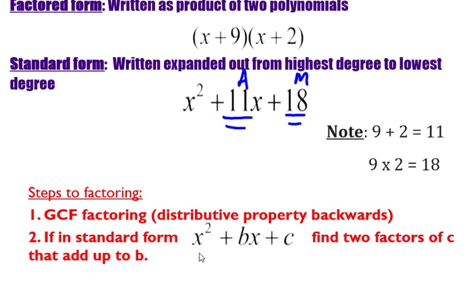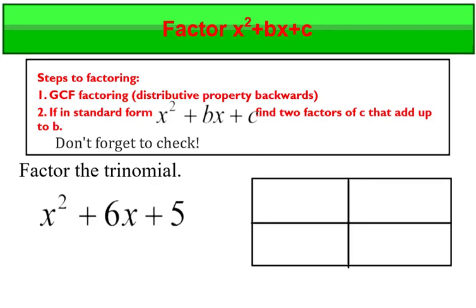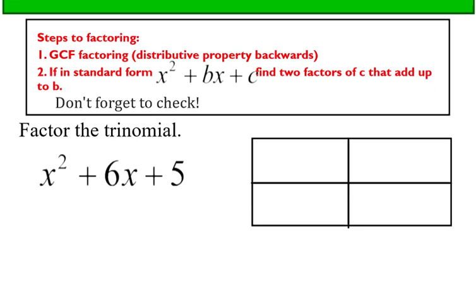Step 2 then is once it's written out in standard form and all the common factors are divided out, you need to find two factors of c that add up to be b. You need to find two numbers that multiply to be c and add up to be b. Let's try it. So x squared plus 6x plus 5.